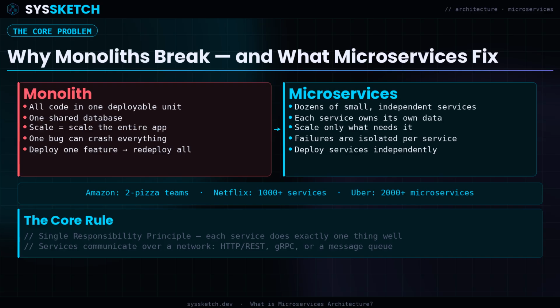Microservices architecture is the answer to this specific problem. Instead of one large application, you split it into small, independent services, each responsible for a single business capability, each deployable on its own, each owning its own data.